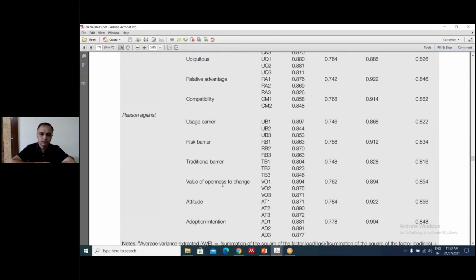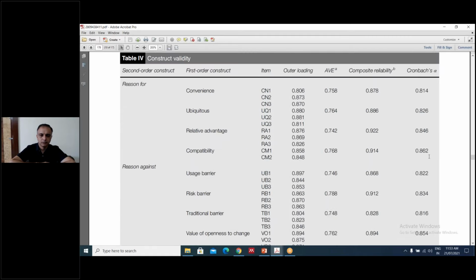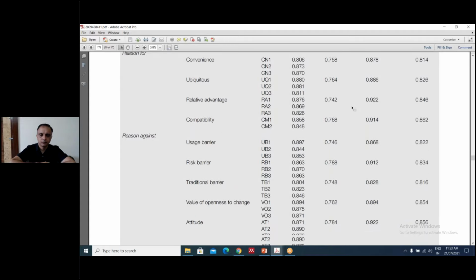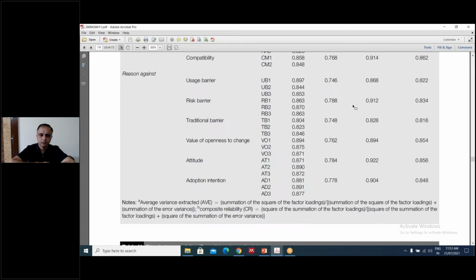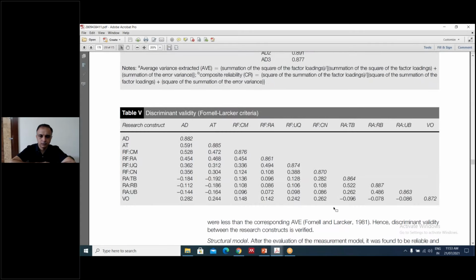So you can see the indicators, the loading values, the AVE, average variance explained, composite reliability CR, Cronbach alpha. Cronbach alpha should be more than 0.7 typically. For composite reliability and AVE, I think you can refer to the videos given by Sir. He has explained everything, what the threshold values should be. This is typically the checking for the instrument validity. So Fornell and Larcker was used at that time. I didn't use HTMT because it was a relatively new technique.